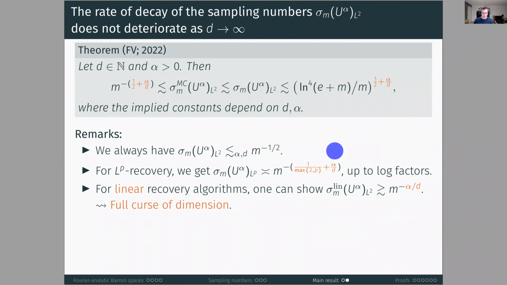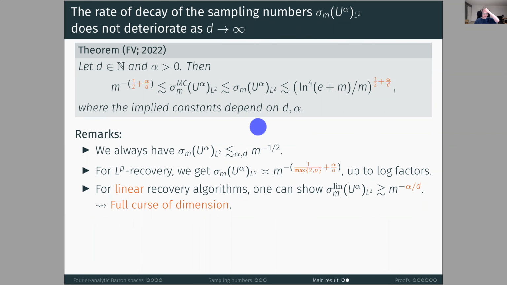And what is perhaps interesting, as we will later see, the recovery algorithm that you have to use here, or that comes out of the proof, is nonlinear. And you can actually show that if you want to study the linear recovery algorithm, so the linear sampling numbers, then they are actually lower bounded by m to the minus alpha over d. So in this case, the linear sampling numbers are always subject to the curse of dimension, but these nonlinear sampling numbers are not.